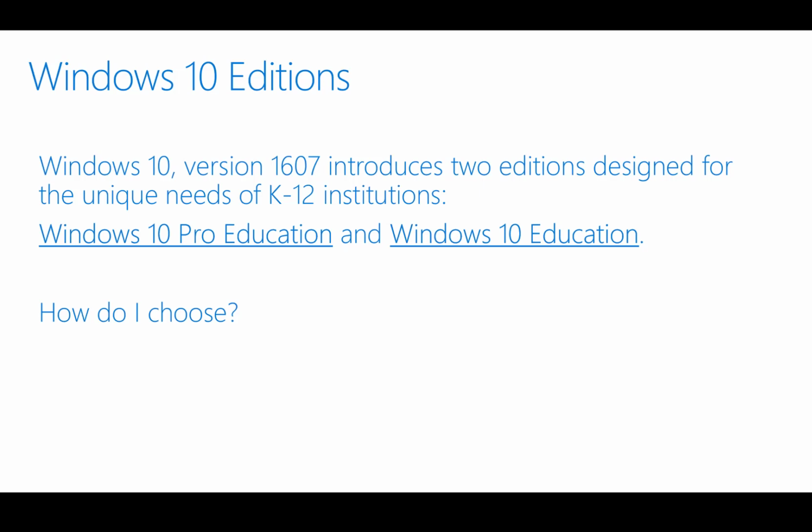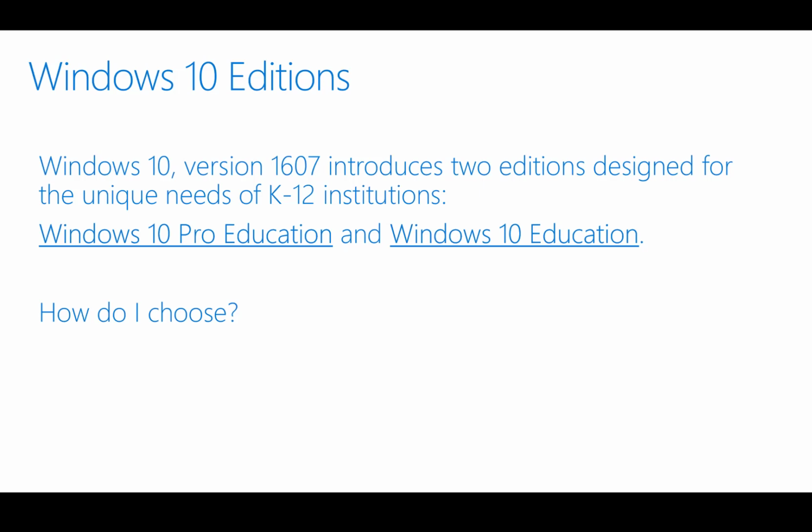Alright, so we talked about the different iterations of Windows 10, the feature upgrades, but what about the different editions of Windows? I get this question a lot. Do I go with Home or Pro or Education or Enterprise? So starting in version 1607, we introduced 2 different editions designed for the unique needs of K-12 institutions. We have Windows 10 Pro Education and Windows 10 Education.